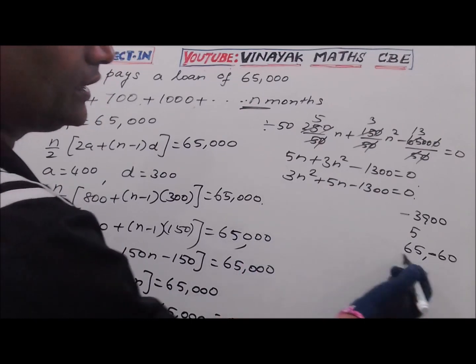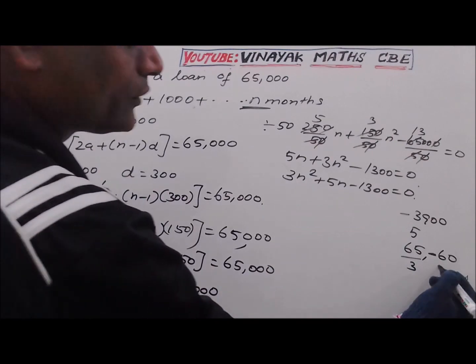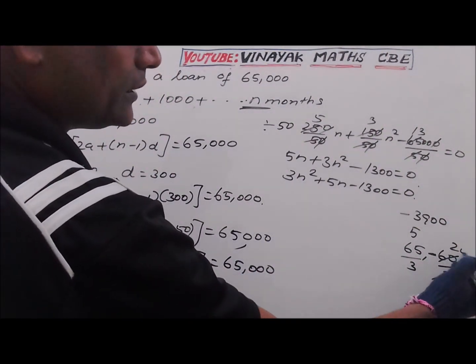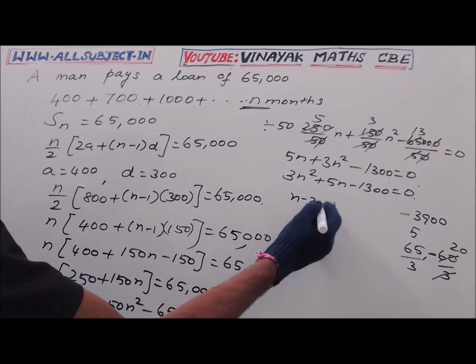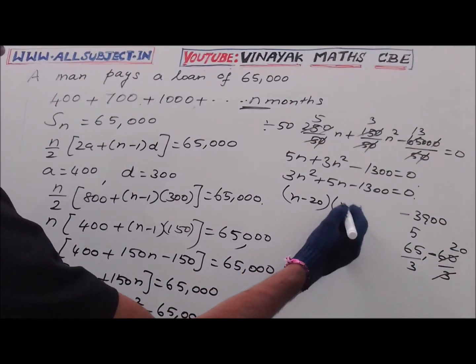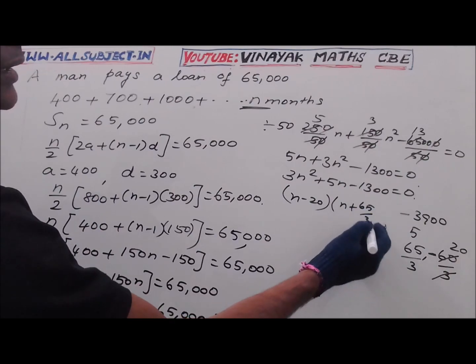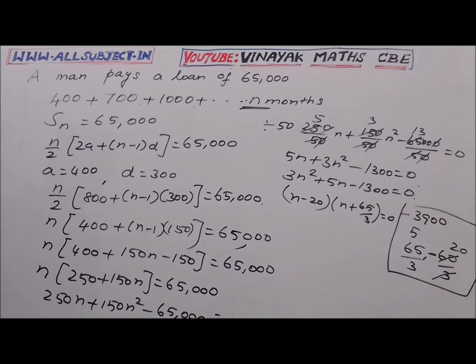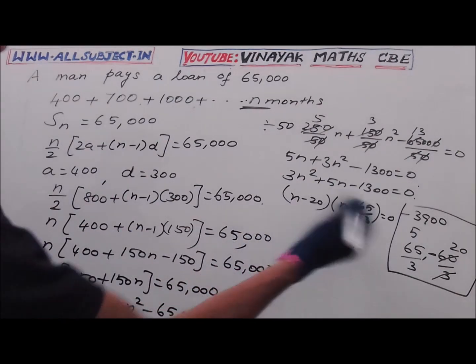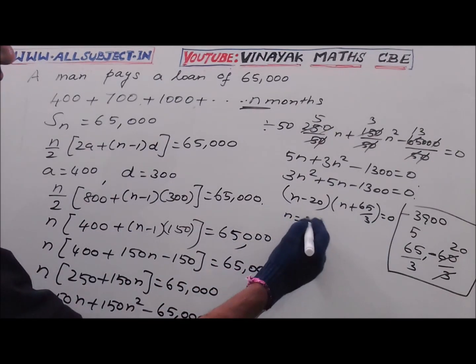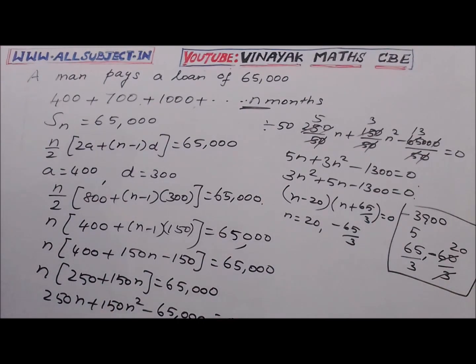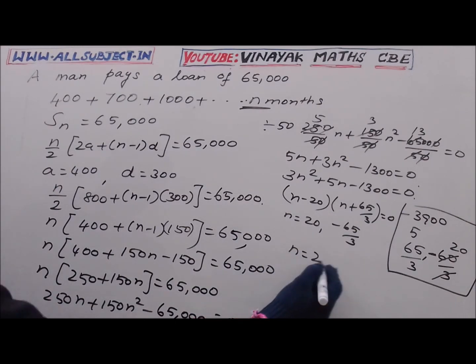So we have 3 as a coefficient of n square. So dividing by 3, this will be equal to 20. So n minus 20 into n plus 65 by 3 equal to 0. So these are the two factors here. Now equating the factors to 0, n equal to 20, comma, minus 65 by 3. n cannot be a fraction and n cannot be negative. So n equal to 20 is the required value.